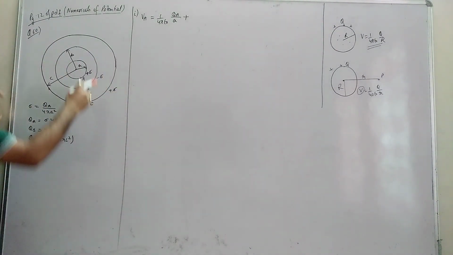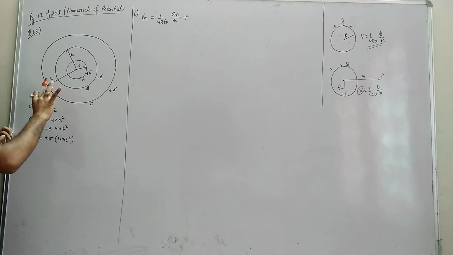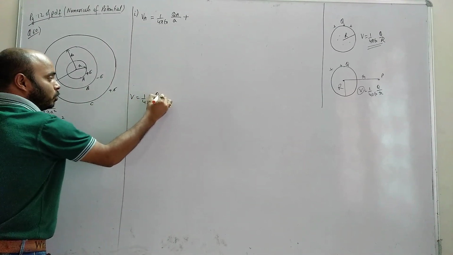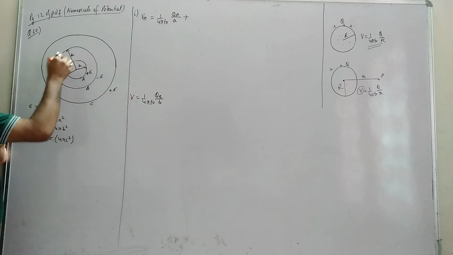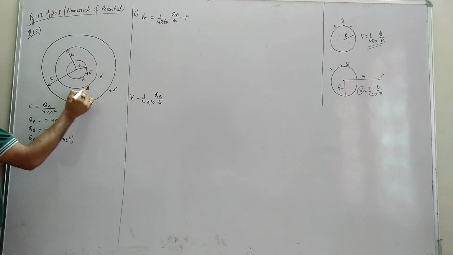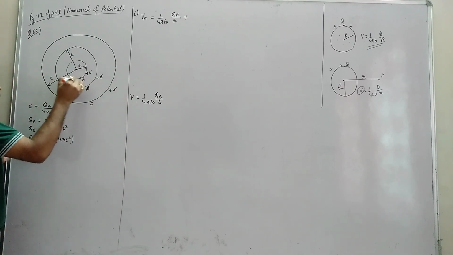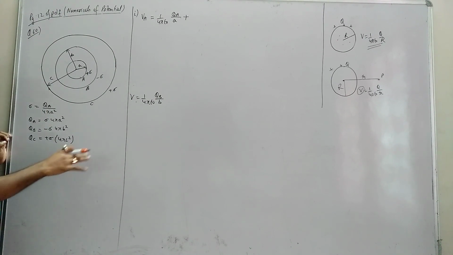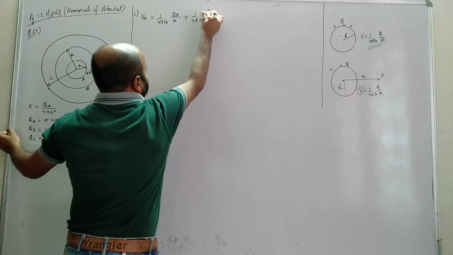That means the B cell has some potential on its surface. What is that potential value? 1 by 4 pi epsilon QB by B. This is the potential which is acting on its surface, and the same potential is acting at every point inside the cell B. That means the same potential is also acting on the surface of A. Why? Because A is inside B. You understand, class? So there will be one potential, 1 by 4 pi epsilon QB by B.